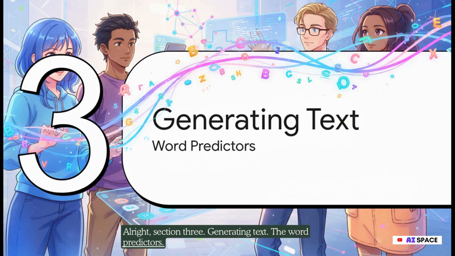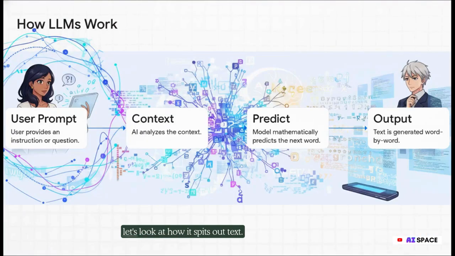All right, Section 3, generating text. The word predictors. Now that we understand the engine, let's look at how it spits out text. This is driven by large language models, or LLMs. When you use tools like ChatGPT, Claude, or Gemini, you're chatting with an LLM. Here's the actual loop of what's happening. Step 1, you provide a prompt. Step 2, the AI analyzes the context based on all those linguistic patterns it learned. Step 3, and this is where it gets crazy, the model just predicts the next logical word. That's it. It doesn't write a whole essay in one thought.